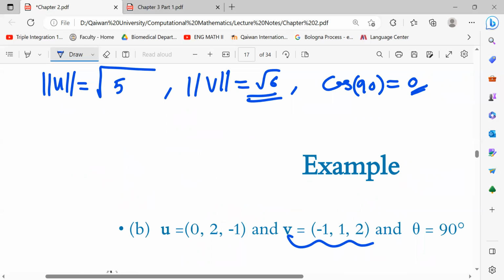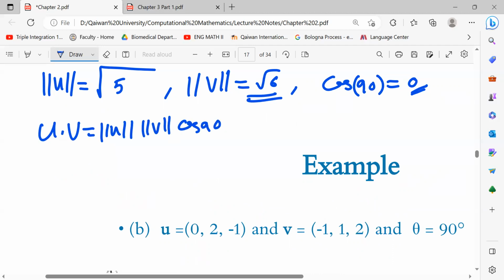Cosine 90 is 0. We say u dot v is norm u times norm v times cosine 90. And this equals square root of 5 times square root of 6 times cosine 90, which is 0, which is 0. So the answer is 0. This means these two vectors are perpendicular to each other.